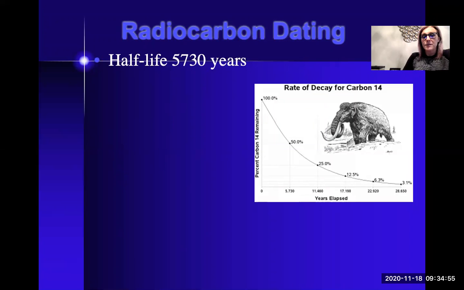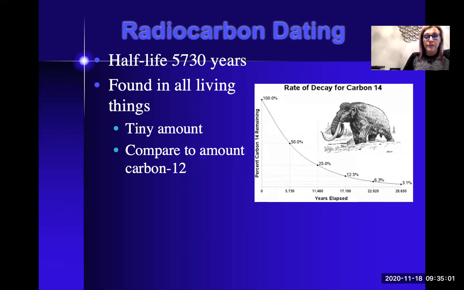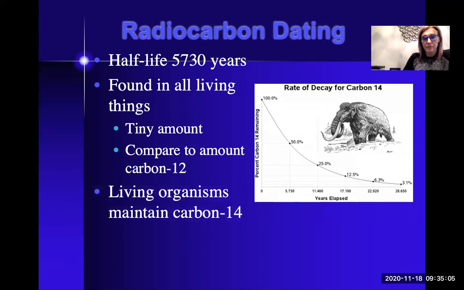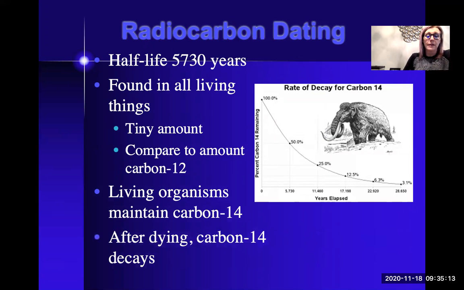And you can tell how old something is based on how much of that carbon-14 is left. The half-life of carbon-14 is 5,730 years. It's found in all living things. We have a tiny amount compared to carbon-12. But living organisms maintain carbon-14. They keep it in their system. After dying, carbon-14 would decay. So say you found a bone of a woolly mammoth. Originally, it would have 100% of its carbon-14.